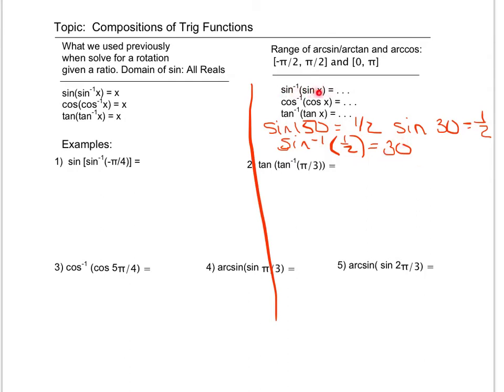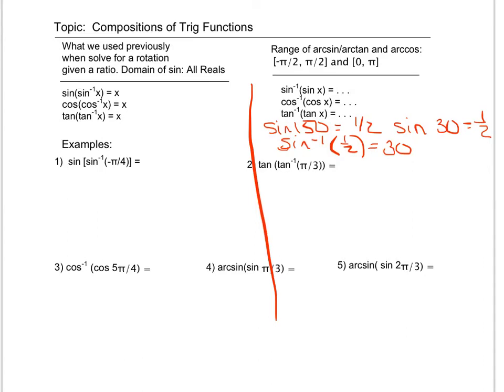So in other words, sine inverse of sine of 150 is 30. Sine inverse of sine of 30 is still 30. So if what I'm taking my trig function of is within the range of my inverse function, then they'll cancel. If not, my answer is going to have to be whatever rotation gives me that same ratio or same point, but within my range. So let's go ahead and look at some specific examples.